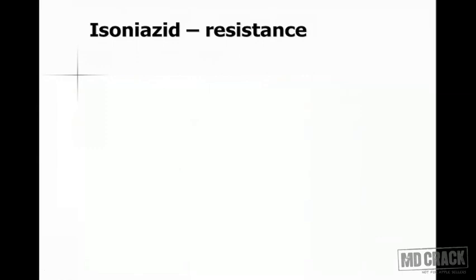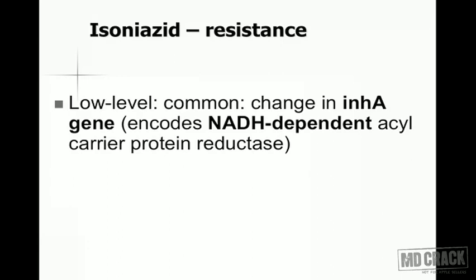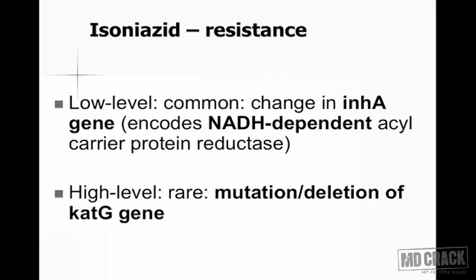Let's move on with INH further to know what's the mechanism of resistance. There are 2 types of resistance known to INH. One is called low level resistance and the second one is called high level resistance. Low level resistance is quite common, and it happens due to the change in INHA gene. I-N-H is just nothing but isoniazid. INHA gene is the name of the gene.